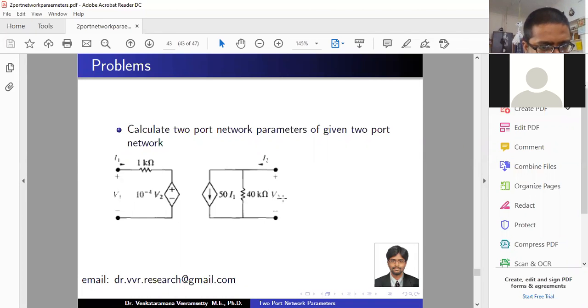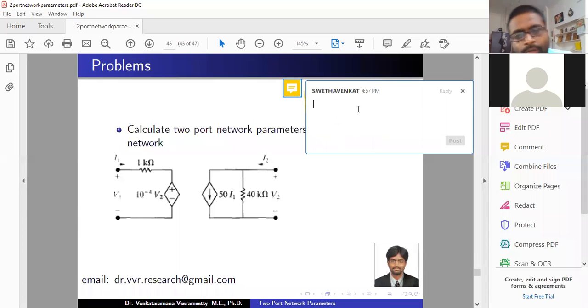So this is the two-port network. For this two-port network, we need to calculate the two-port network parameters. Let's start with the Z parameters. For the given two-port network, I want to calculate the Z parameters.